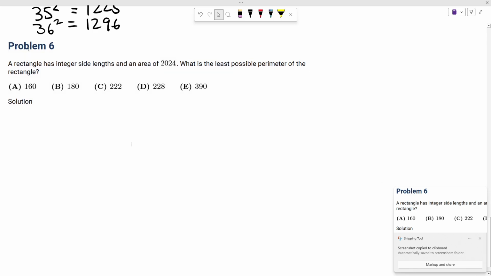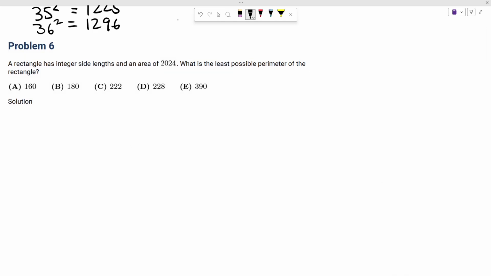Problem 6. A rectangle has integer side lengths and an area of 2024. What is the least possible perimeter of the rectangle? For this problem, we have two numbers that multiply together, the length and the width, to be 2024. If we want to minimize the perimeter, which is essentially just adding these together, we want to make the length and the width as close together as possible.